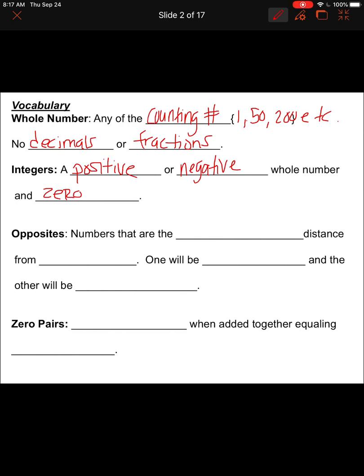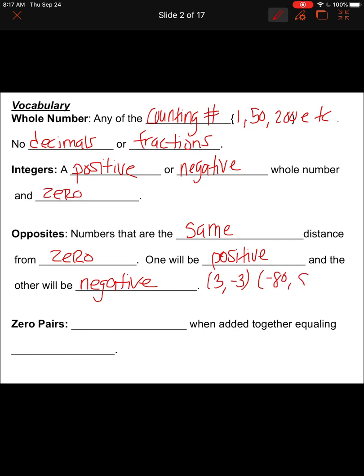Opposites. Numbers that are the same distance from zero. One will be positive and one will be negative. Okay? Let me give you an example of opposite. So if I had positive 3, the opposite of positive 3 is going to be negative 3. If I have negative 80, the opposite of that is going to be positive 80.